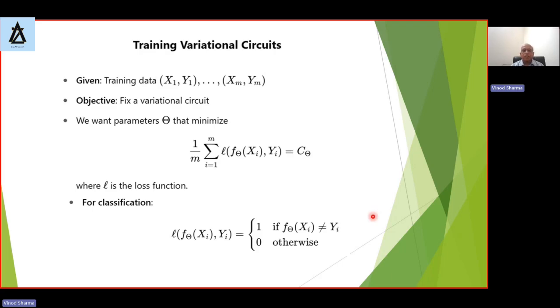For example, for classification, L is given like this. L(f theta(xi), yi) is equal to 1 if f theta(xi) is not equal to yi, and it is equal to 0 otherwise. So basically this quantity counts the average number of errors for a given theta.